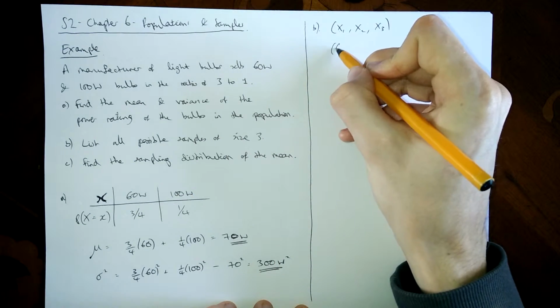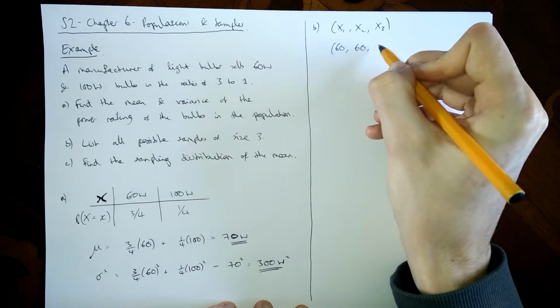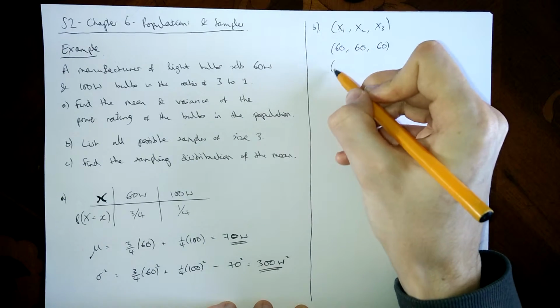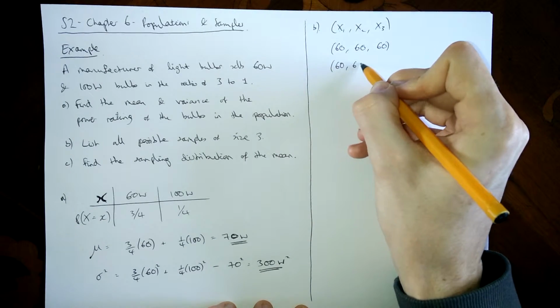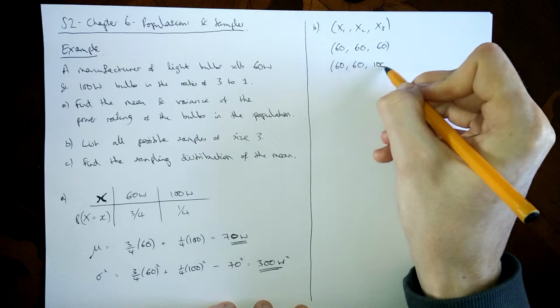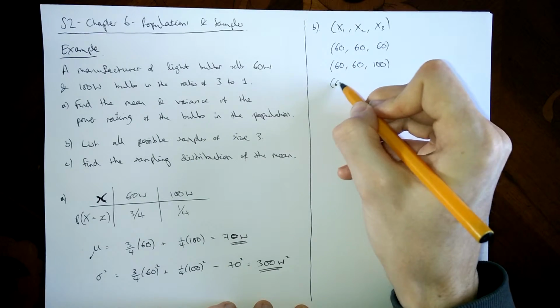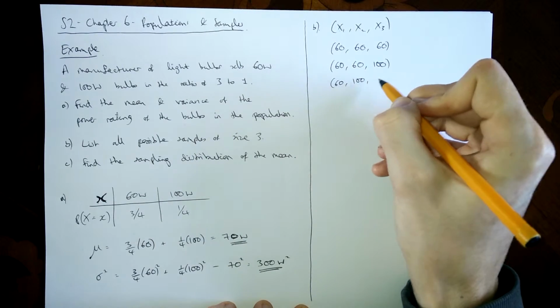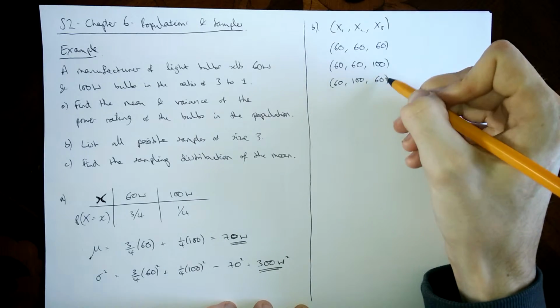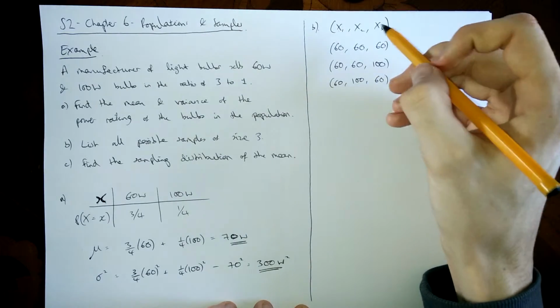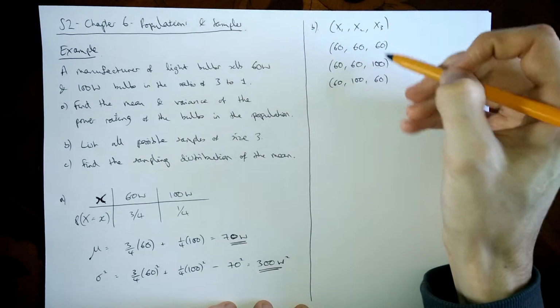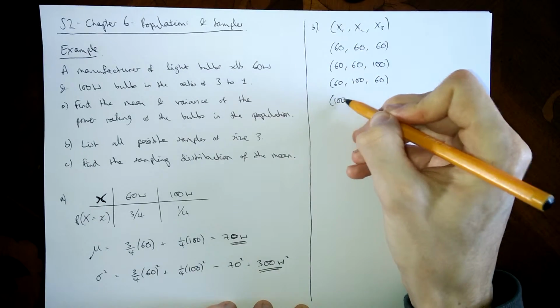I suppose it could happen that all 3 of them are 60. Or it might happen that x1 is 60, x2 is 60, but x3 is 100. Or I suppose it could be that x1 is 60, x2 is 100, but x3 is 60. Notice that they're different, because a different variable is 100 here. I suppose that's the last one.